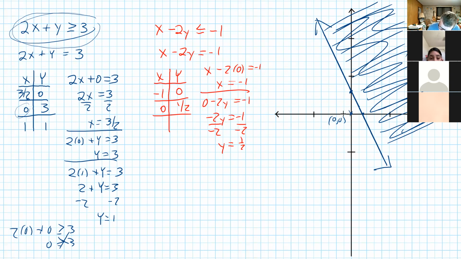So if x is -1 and y is 0, that's right there. If x is 0 and y is 1/2, that's right there. Now, again, this inequality includes the equals, so I'm going to graph a solid line. Let's get this lined up here.